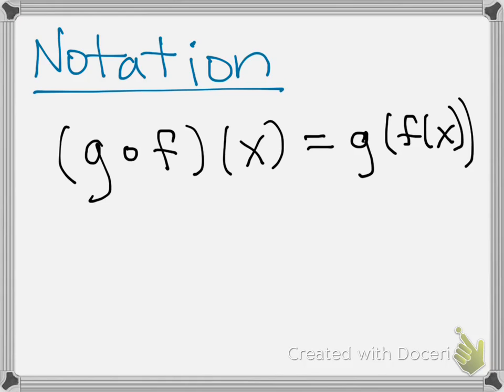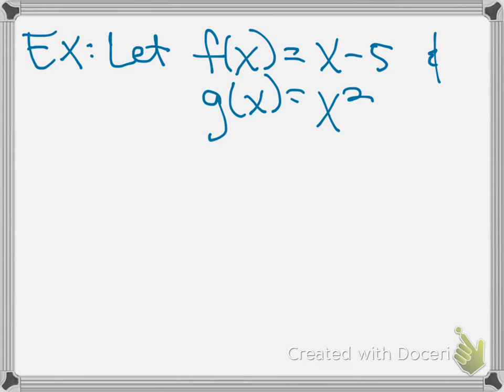So it's a little bit easier to see that our function f of x becomes the input for our function g of x. This might sound a little bit weird, but let's do a couple of examples and hopefully that will help things be a little bit more clear. So let's say we have these two functions. f of x is x minus 5 and g of x is x squared.